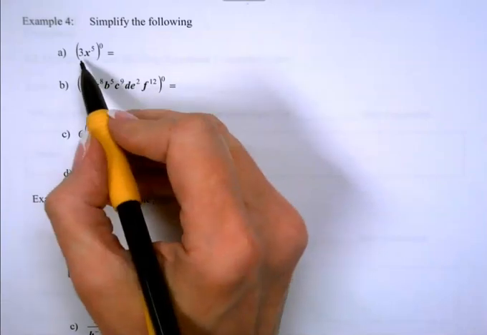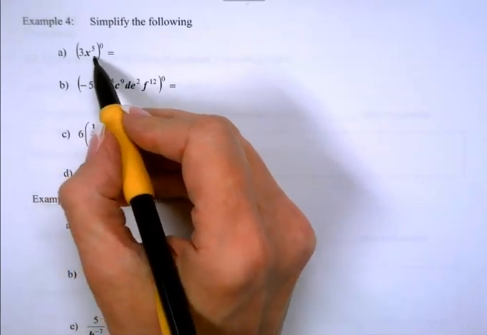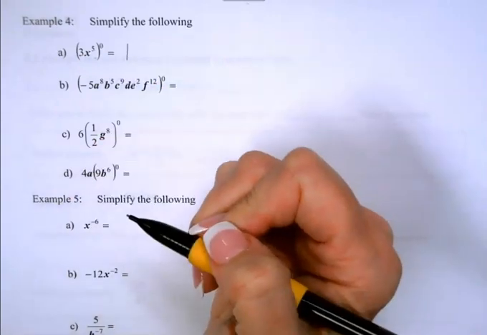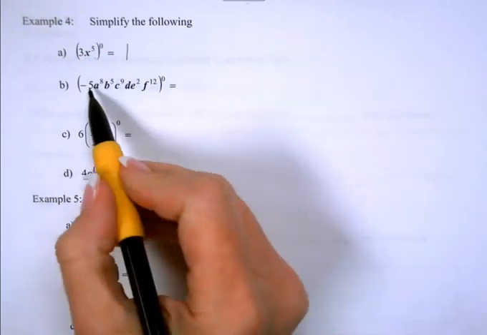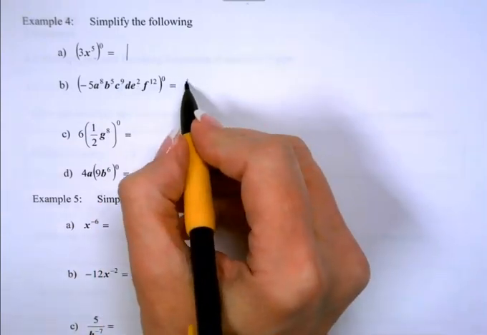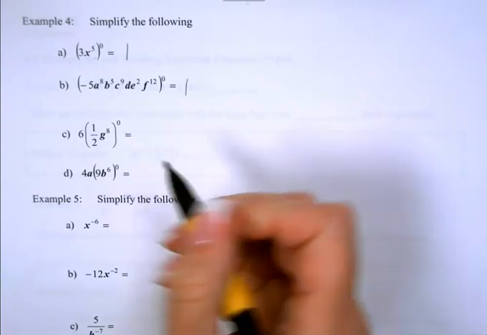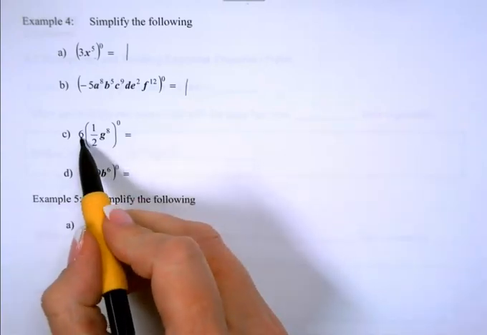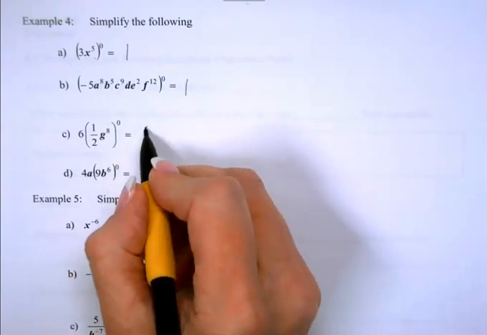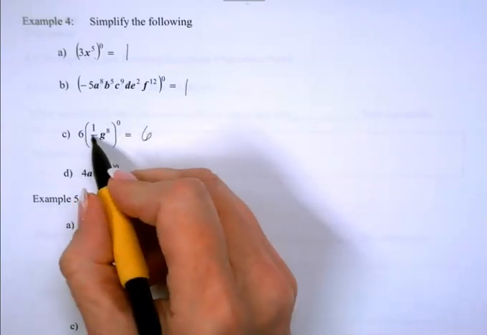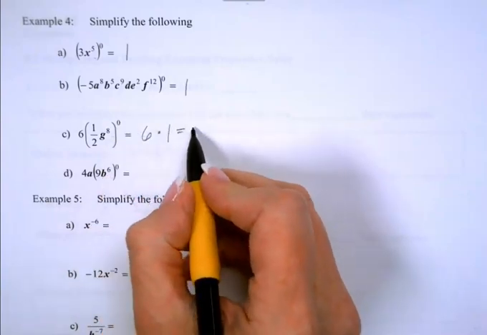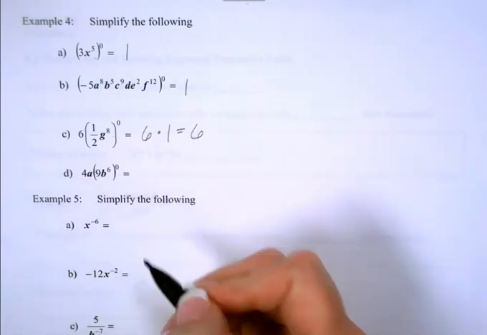Using these properties, notice everything in here is to the 0 power. So that's just 1. There's a bunch of stuff in here, but it's all to the 0. So that's just 1. On C, the 6 is not to that exponent. Everything in the parentheses is, though. So this is going to be 6, and then everything in the parentheses to the 0 becomes a 1.